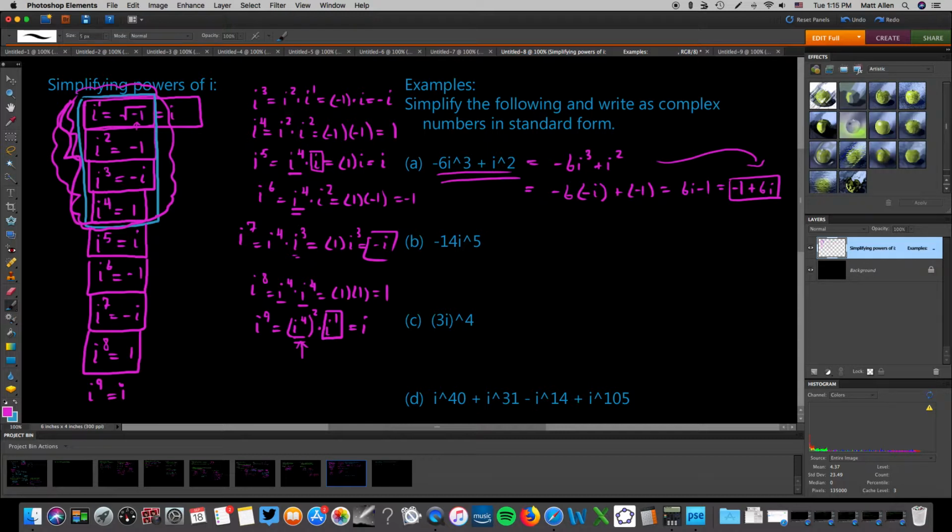And as a matter of fact, any higher power of i, you're going to see either becomes i, negative 1, negative i, or 1. And so all these higher powers of i really just collapse down to either i's or 1's of a negative or a positive flavor.